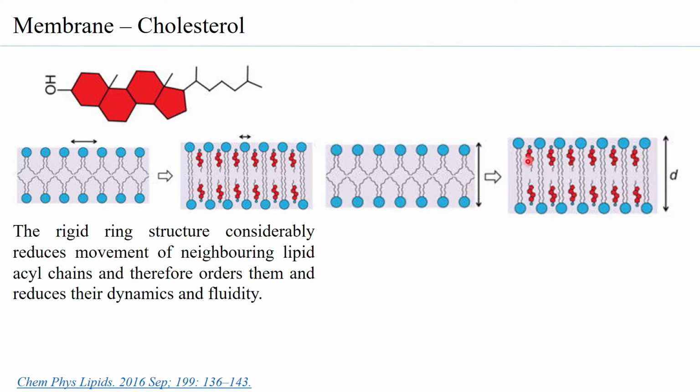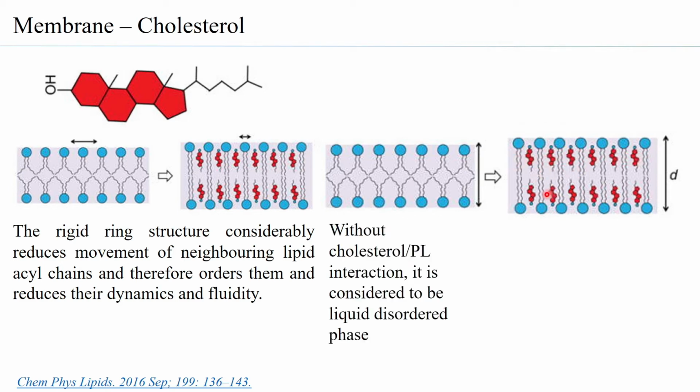Again, looking at this factor, when you have the cholesterol inserted within and interacting with the phospholipids, it becomes a very highly ordered structure. Without cholesterol and phospholipid interaction, because there is no cholesterol, there is no cholesterol-phospholipid interaction. This is considered to be a liquid disordered phase. We're calling it liquid because we know that the membrane is fluid, and we're calling this a highly disordered phase. There is no order, there's a lot of randomization, and so this is called a liquid disordered phase.